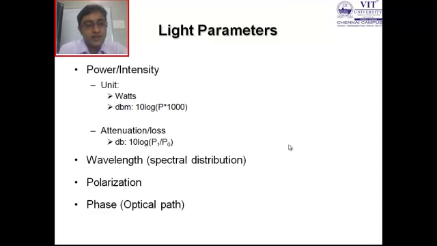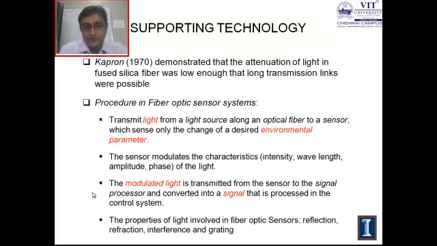Generally, light is defined by its power or intensity, wavelength, polarization, and phase. Any of these parameters can be used as our measurements, or as elements of sensing. Now, the basic procedure that is followed in fiber optic sensor systems is illustrated in this slide.